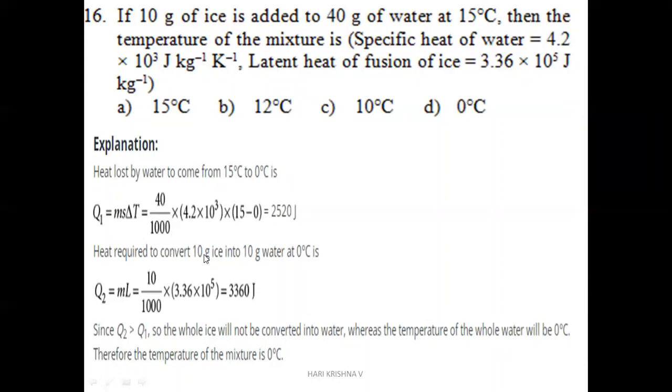Now the heat required to convert 10 gram of ice to 10 gram of water is the latent heat, Q2 is equal to mL. The mass is given as 10 gram, so 10 divided by 1000. The latent heat is given in the question itself, latent heat of fusion 3.36 × 10 raised to power 5. Substituting, we get 3360. So here Q2 is less than Q1, so definitely the whole ice will melt at 0 degrees Celsius, and the temperature of the mixture will be 0 degrees Celsius.